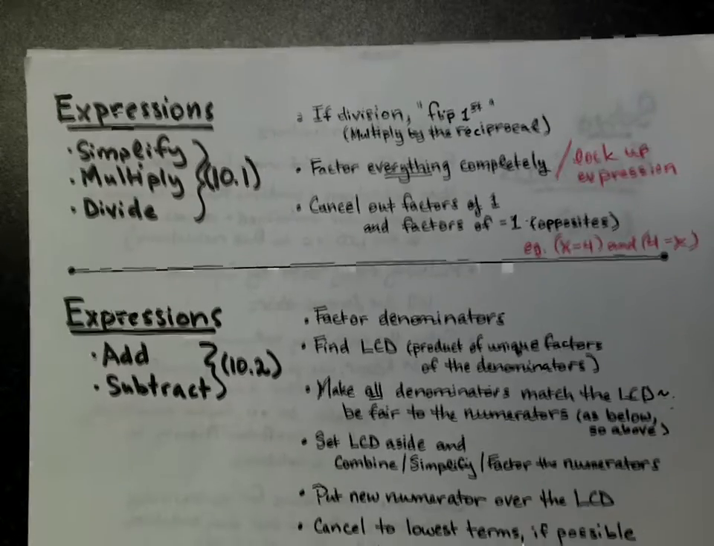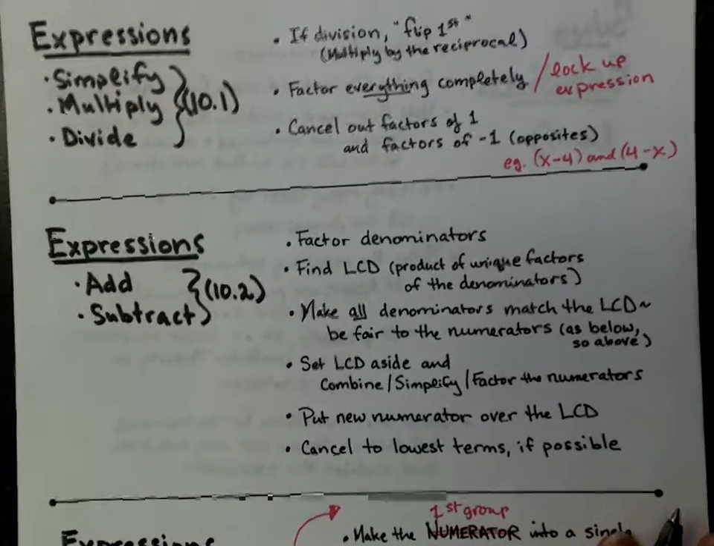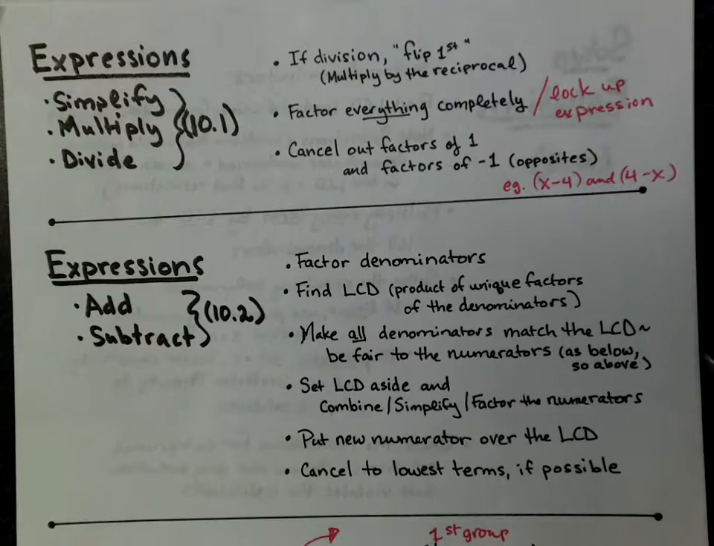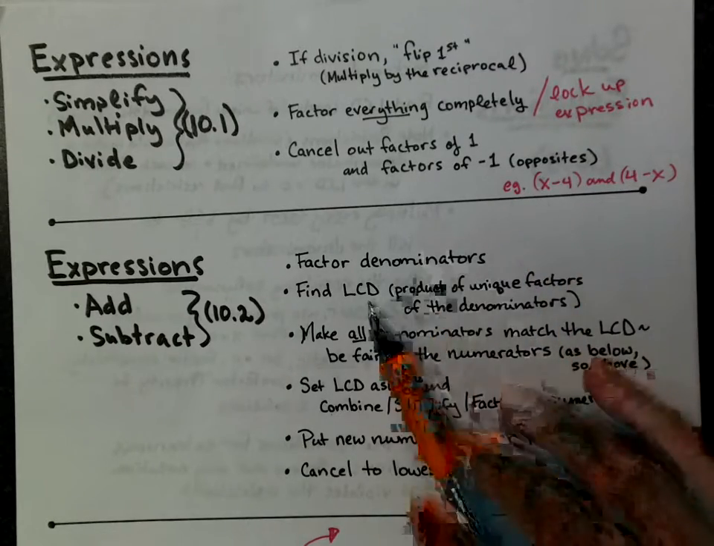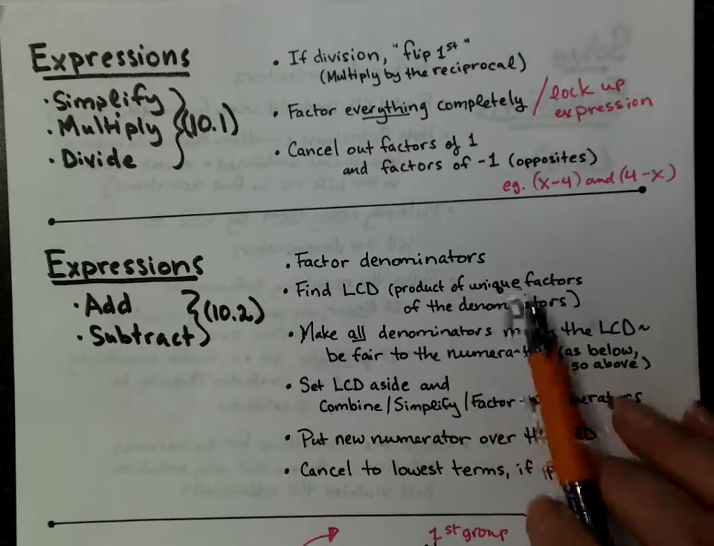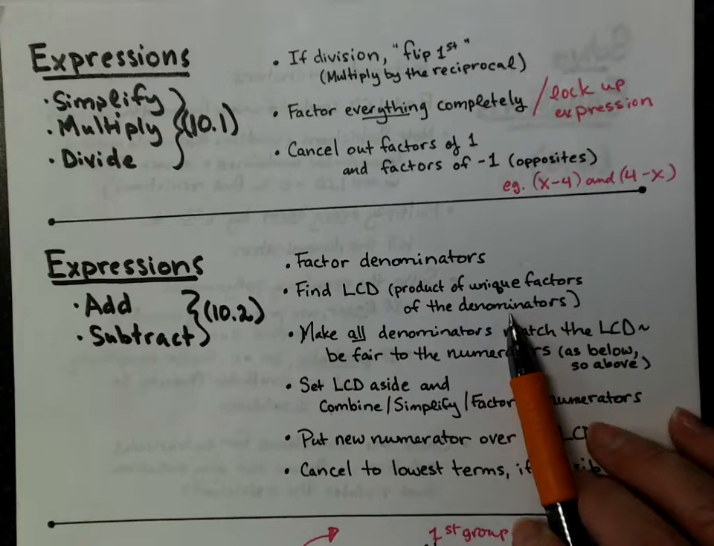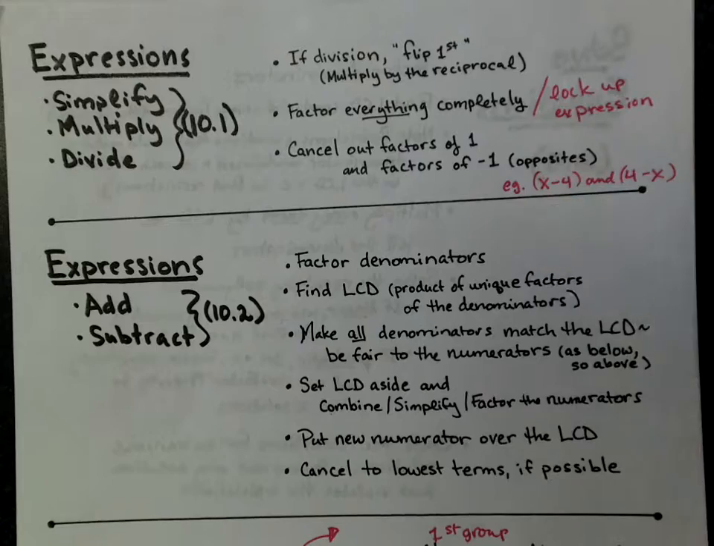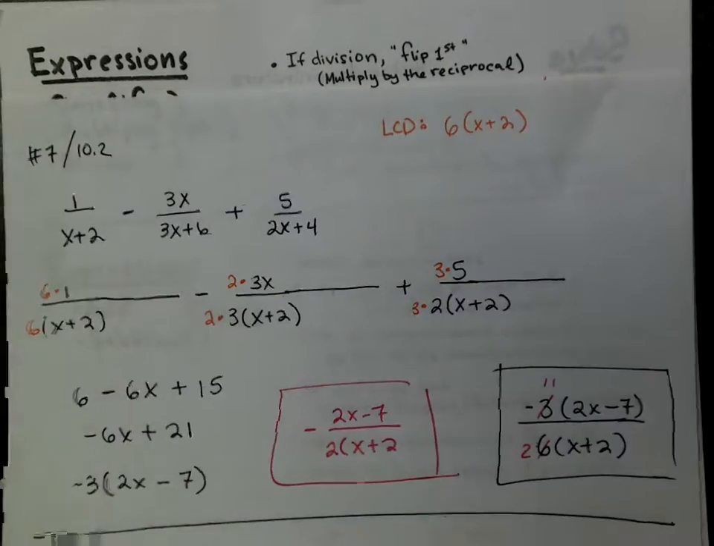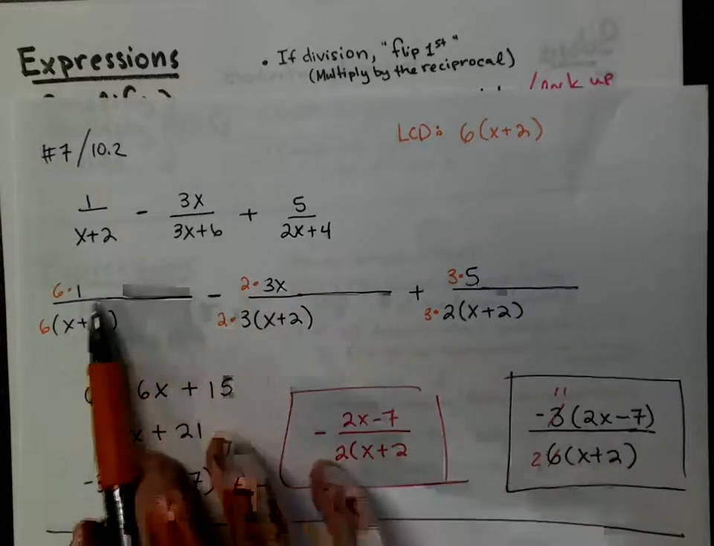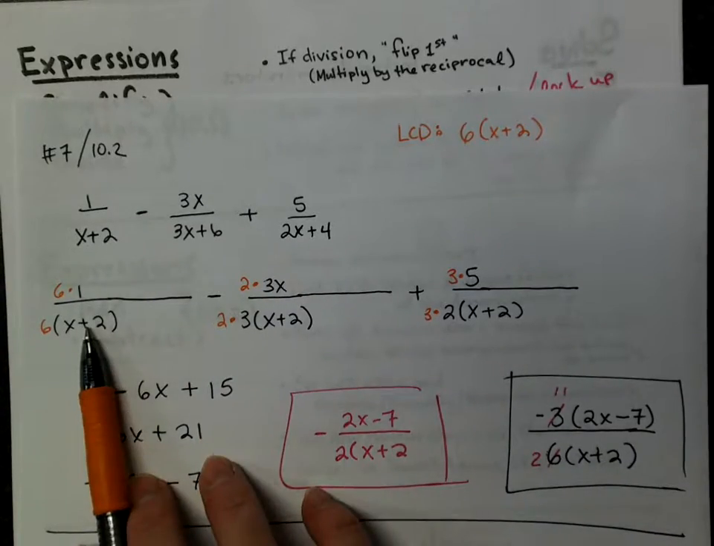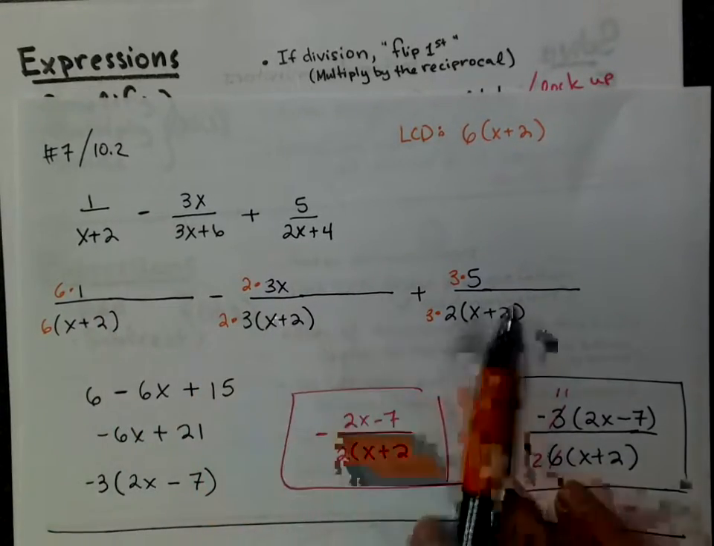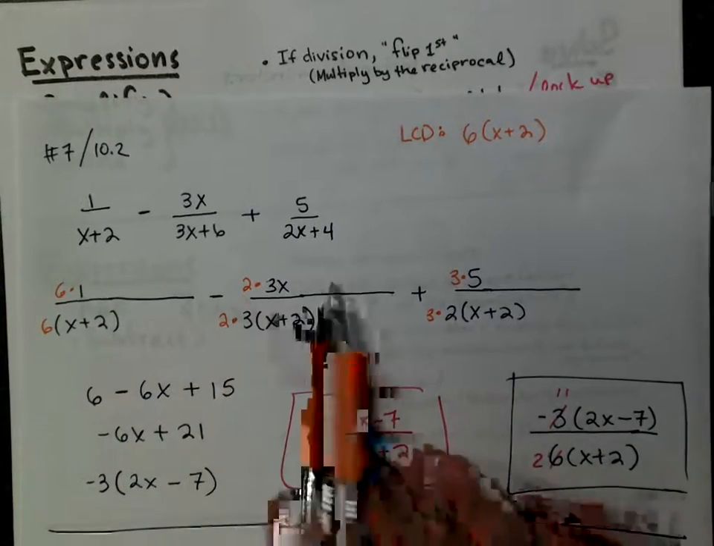On 10.2, which we did last time, we're adding and subtracting expressions. Those require common denominators. The definition of an LCD is the product of the unique factors of the denominators. Therefore, you cannot find the LCD until you have factored all the denominators. And as I suggested very strongly in here, this organizational technique: the first step is to rewrite your problem with everything in the denominators factored and locked up, and with room to tack things on.